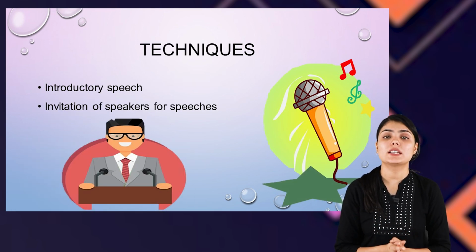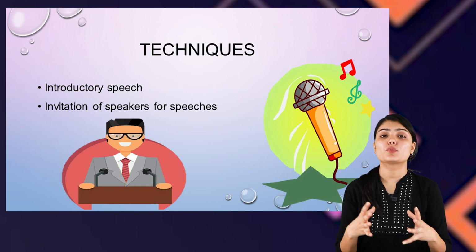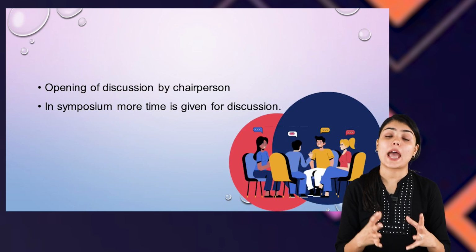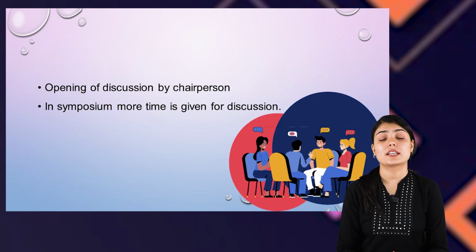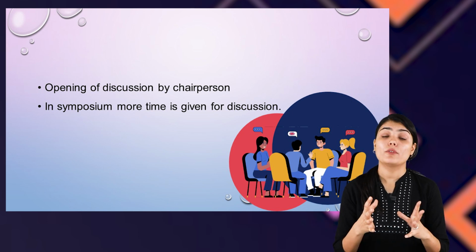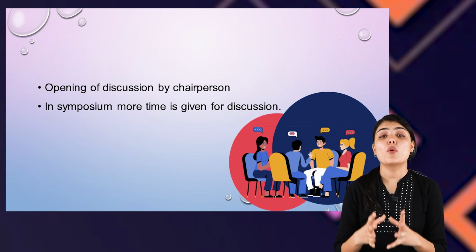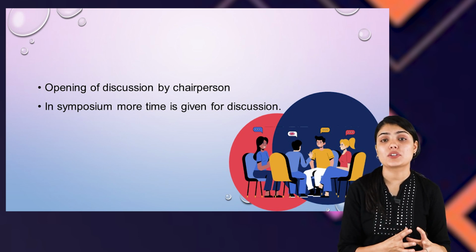The first technique is the introductory speech by the chairperson. Next is the invitation of the speakers to speak their points of view and opinions. After the speeches are done, the chairperson opens the discussion session. A very important thing to remember here is that in a symposium, more time is given for the discussion rather than the speeches.